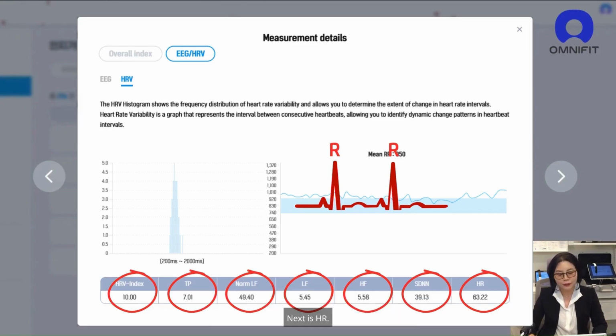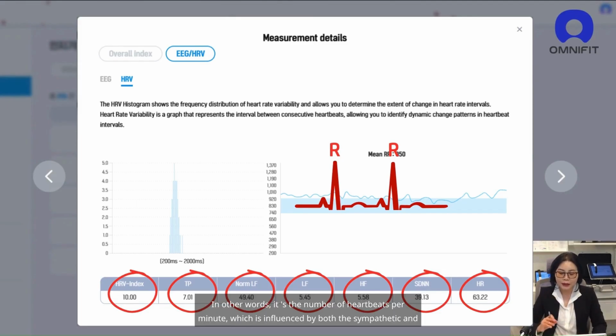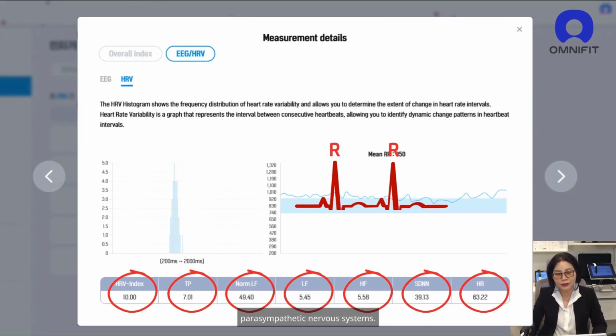Next is HR. HR stands for heart rate. In other words, it's the number of heartbeats per minute, which is influenced by both the sympathetic and parasympathetic nervous systems. So generally, a normal range is about 60 to 100. This refers to the number of heartbeats per minute.